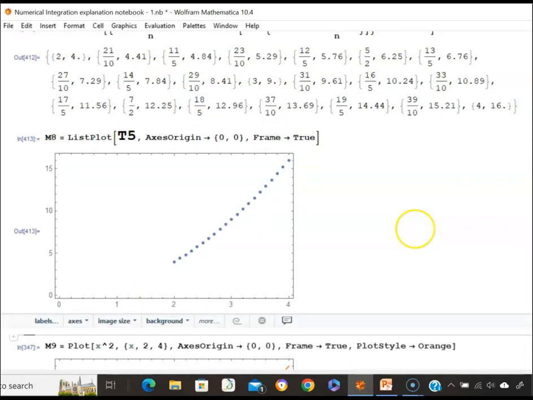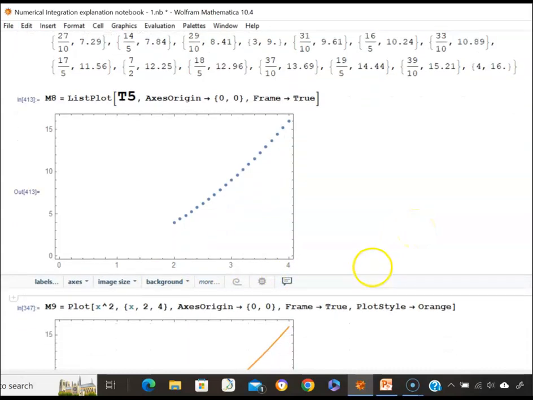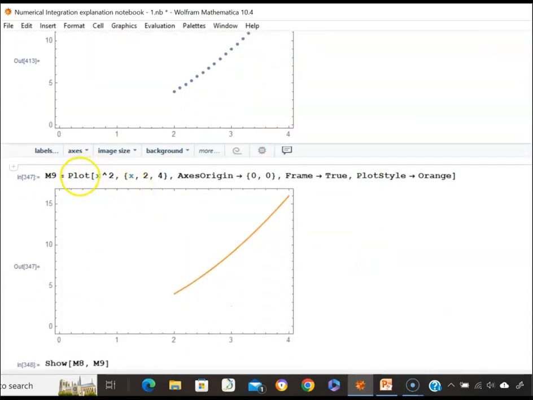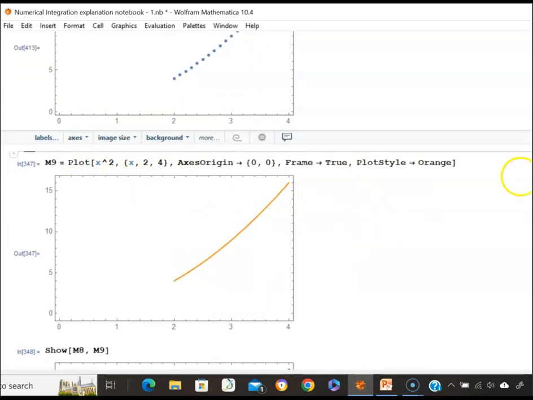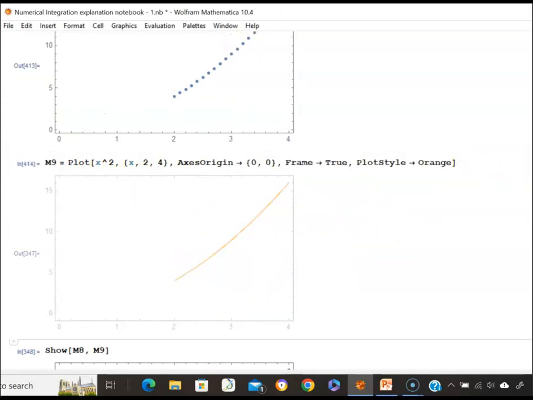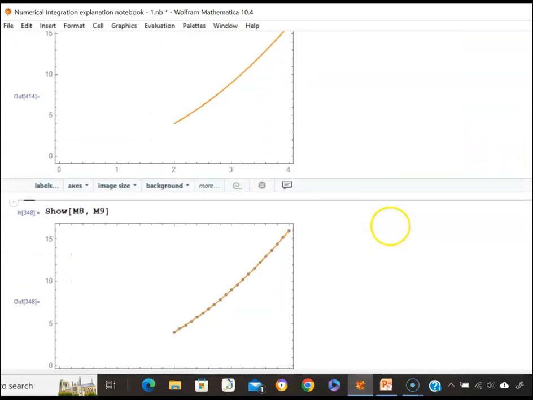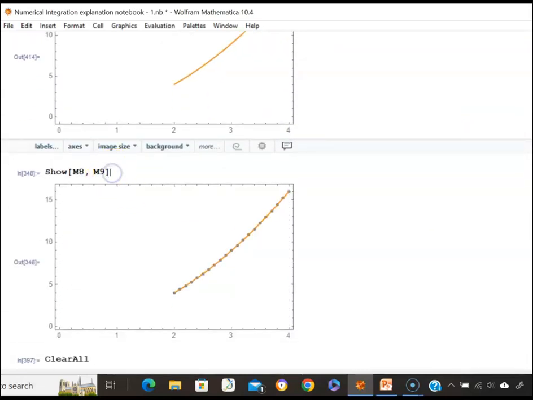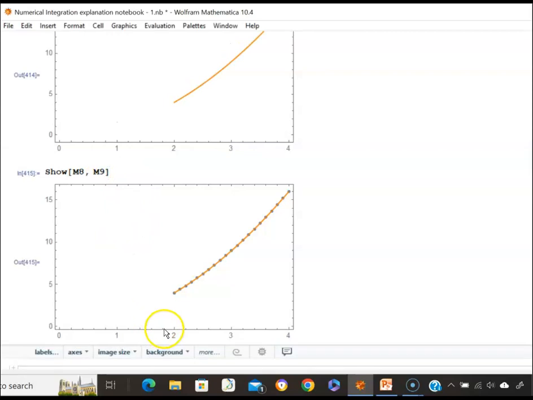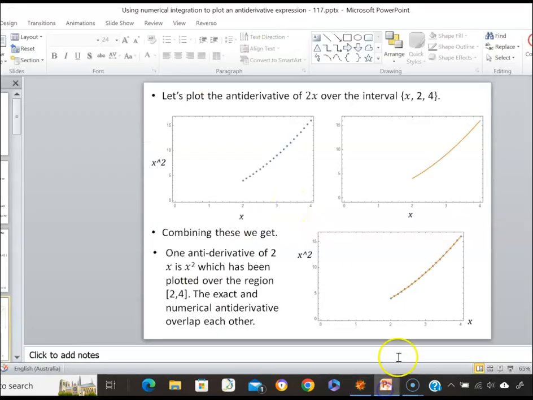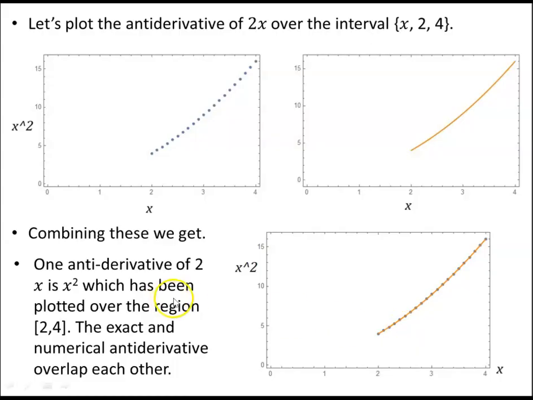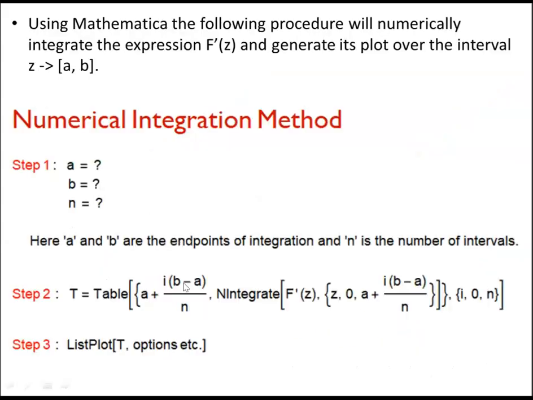You can see that looks like x squared plotted from x is 2 to x is 4. So the exact plot itself, x squared plotted from 2 to 4, here it is. And then the next stage is simply to ask Mathematica to combine the two into a single plot. And when I do that, you can see they perfectly overlap each other. Okay, let's go back to where we were. All right, so that's that one.